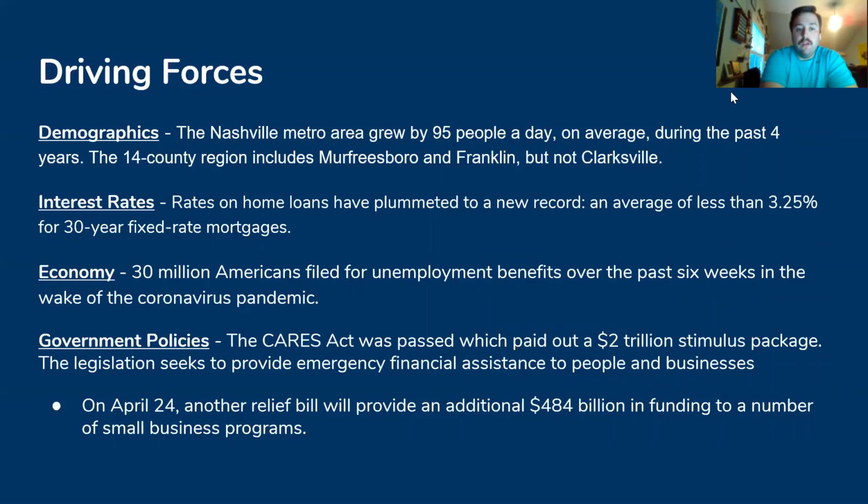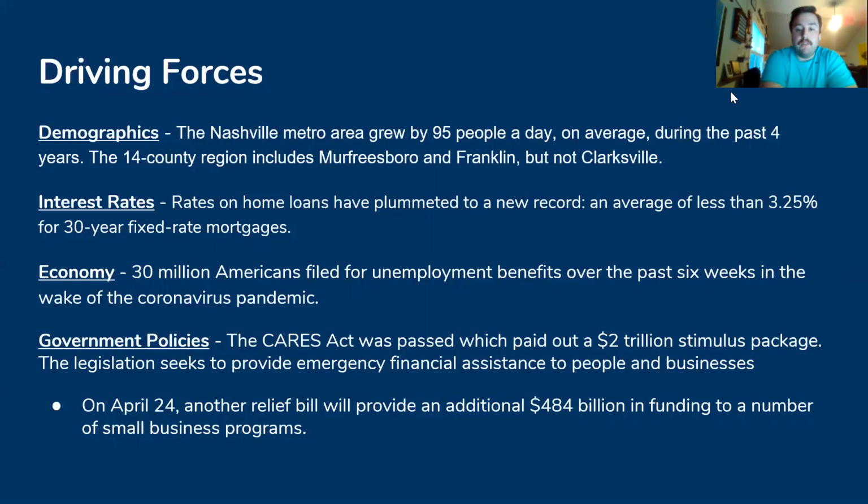Second, interest rates. Rates on home loans have plummeted to a new record and on average are less than 3.25% for 30-year fixed rate mortgages, which basically makes buying a home more affordable and more attractive to buyers. Third is the economy. Currently, there are 30 million Americans who have filed for unemployment benefits over the past 6 weeks in the wake of the coronavirus pandemic. This will ultimately dictate the attractiveness to sell a home at top dollar or instill fear into a potential buyer with uncertainty.